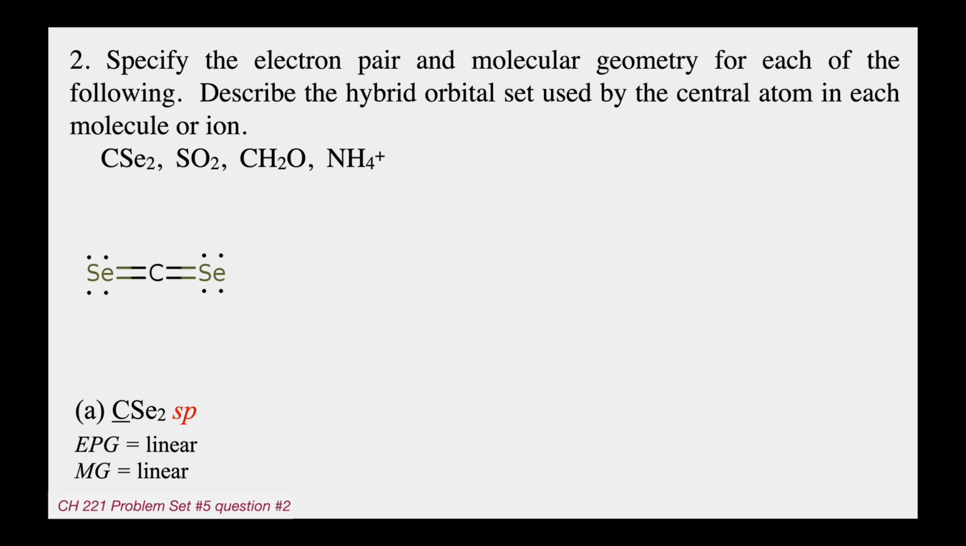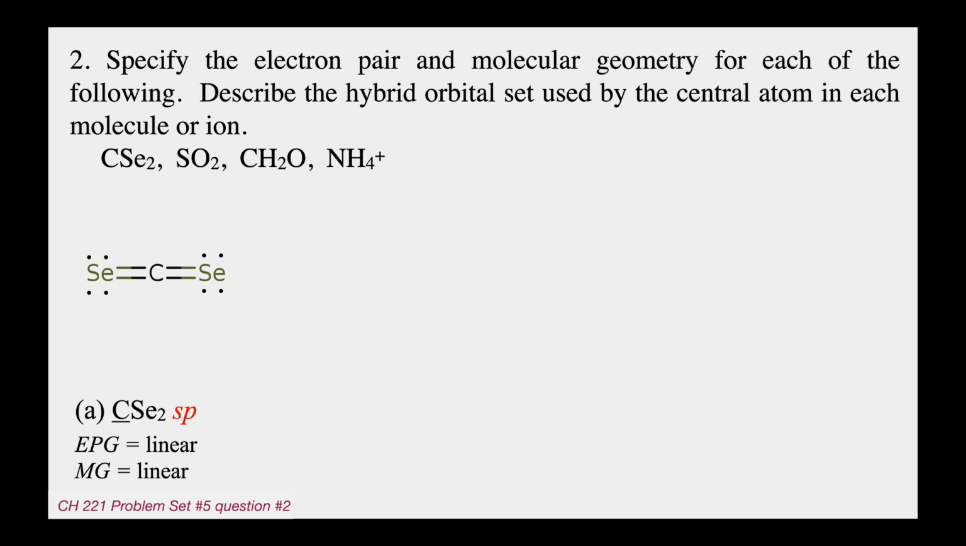When you draw out the Lewis structure, there's 2 double bonds, kind of like CO2 we looked at in the last part. Anyway, the carbon in carbon diselenide is sp hybridized. We know that because carbon has an electron pair geometry which is linear. There are no lone pairs around carbon, so the molecular geometry is also linear, and anything that's linear is going to be sp hybridized. So carbon is using an sp hybrid orbital set to make bonds with those selenium atoms.